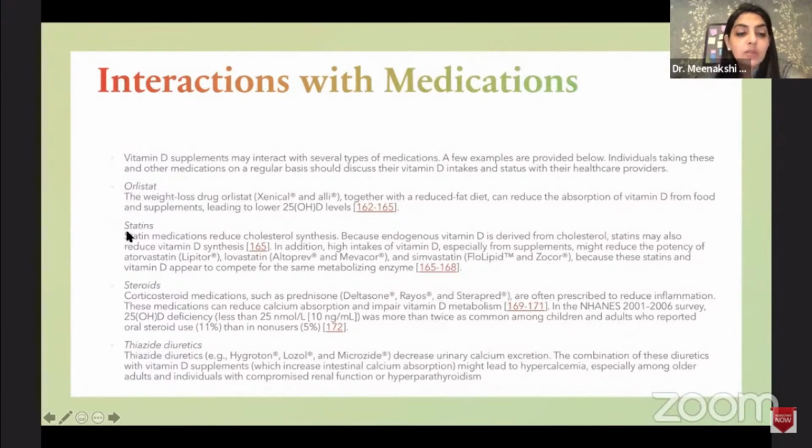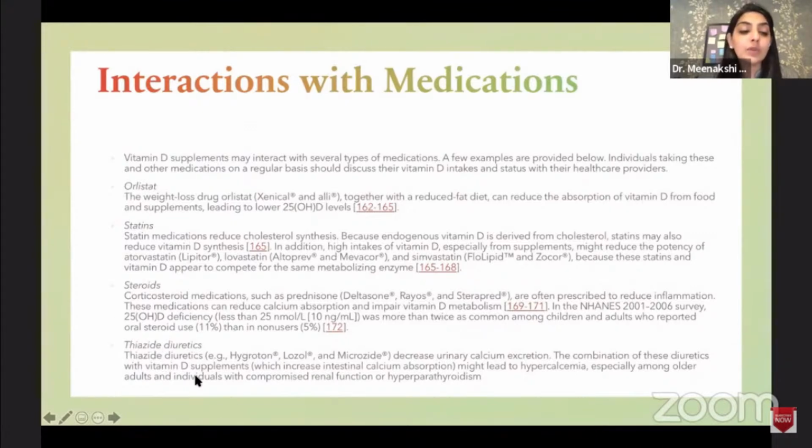If you are taking statins, this will reduce vitamin D synthesis. And apart from this, if you are taking very high doses of vitamin D, then your statins might not be working as well. So this is one more thing that you need to be careful about. Your doctor will decide what kind of doses you need for both. Steroids also interact, and these medications reduce calcium absorption and impair vitamin D metabolism. So steroids also interfere with vitamin D metabolism.